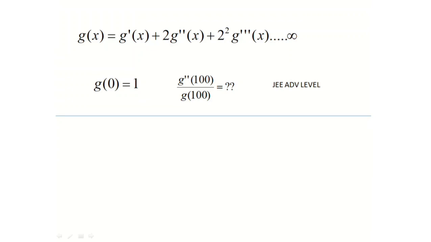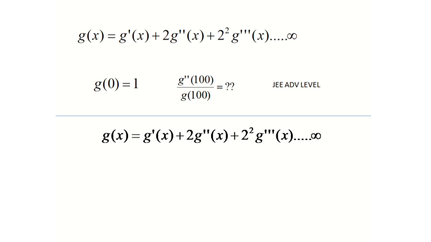Hi, in this video, let's look at a JEE Advanced level differential equation problem of infinite order and infinite terms. So you can see that the differential equation is g of x equals g dash of x plus 2 times g double dash of x and so on, with the initial condition g of 0 equals 1, and we have to find this value.